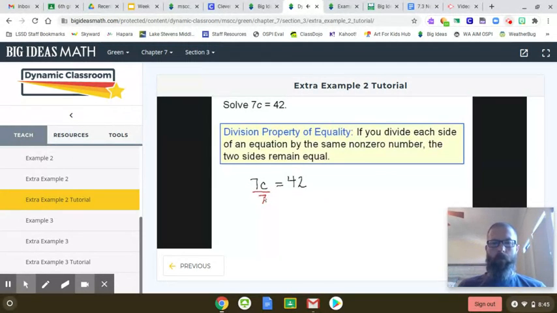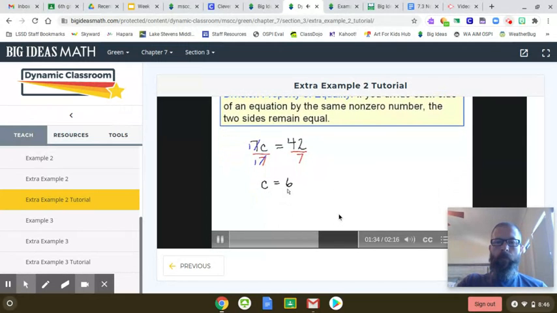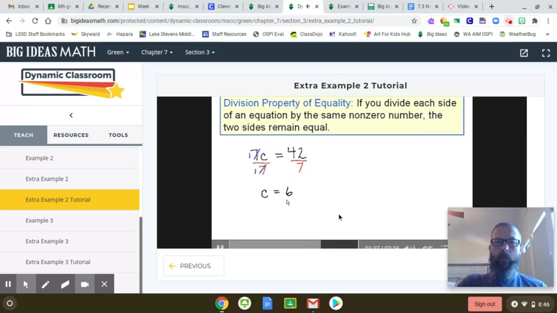But since we divided by 7 on the left, we need to divide by 7 on the right to keep the equation equal. So as we already said, 7 over 7 is equal to 1. So now we have c is equal to 42 divided by 7, which is 6. So c equals 6. Now before we complete the problem, let's have a check.